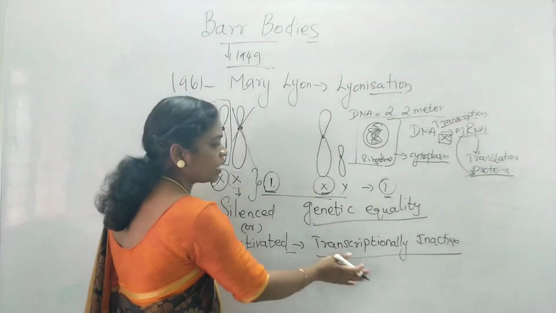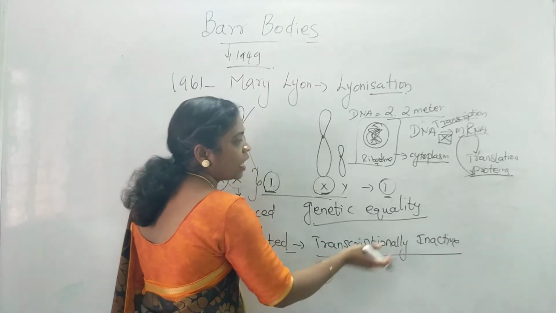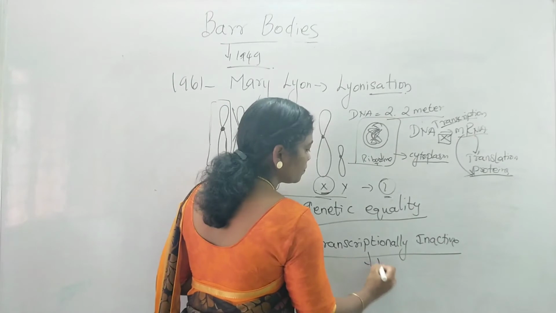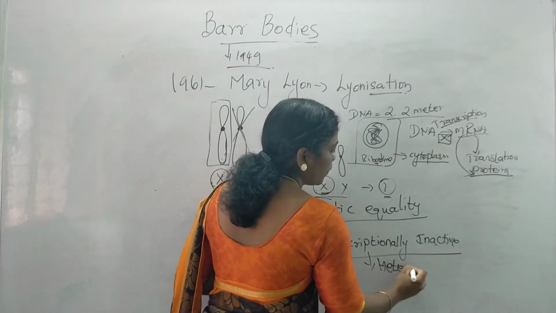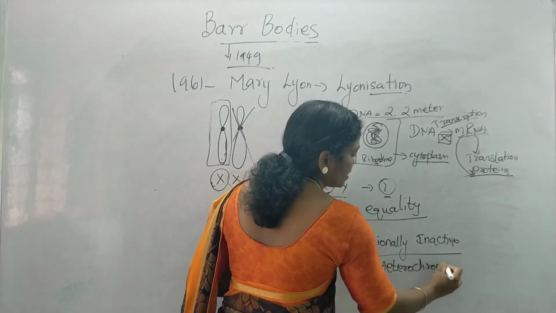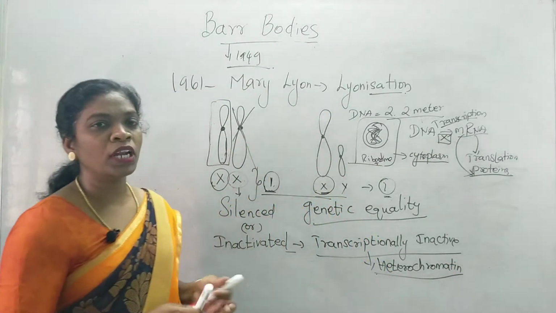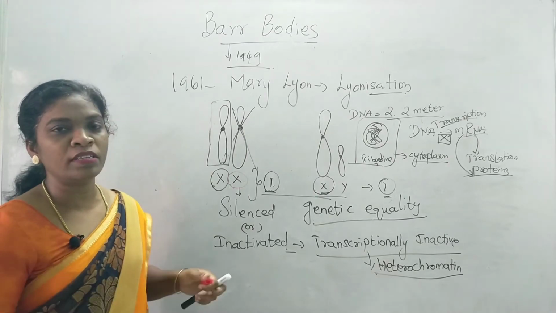So these transcriptionally inactive structures are condensed in heterochromatin. What is heterochromatin? They are condensed and packed in heterochromatin. These inactive X chromosomes are packed in heterochromatin. So there are two types of chromatin if you take the nucleus into account.